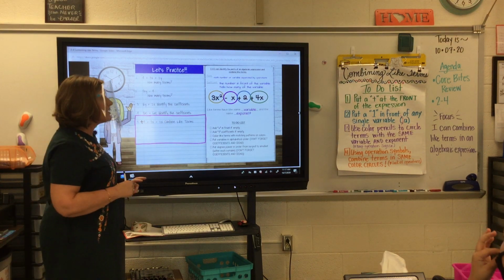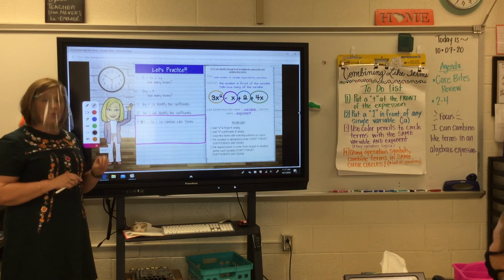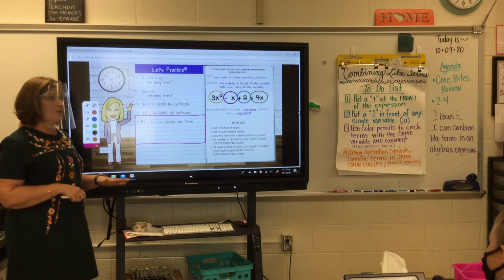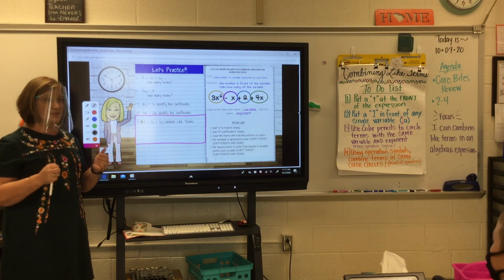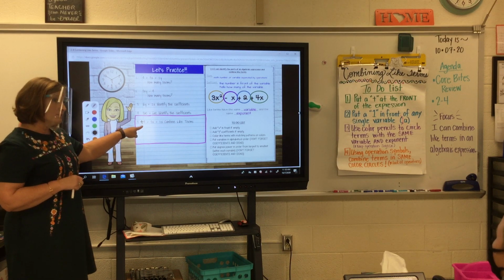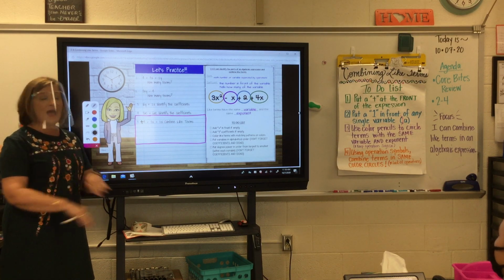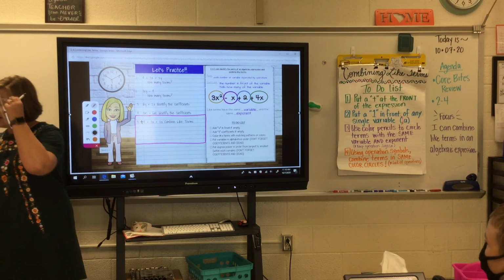What does step 2 tell us to do? Put a 1 in front of any single variable. Do I have any single variables? Any variables that are by themselves? 4? No. Does the 4 have a variable? No. The 4 does not have a variable. So we're not adding a 1 to that one. There's not one.